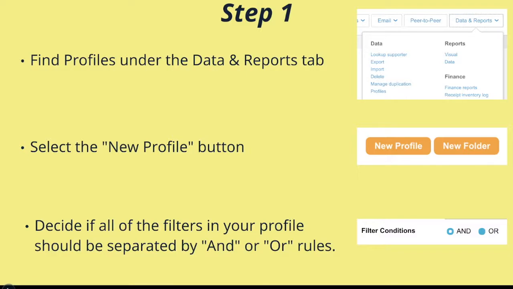So if you're looking for supporters who live in Michigan, Wisconsin, Ohio, or Wisconsin, you could have an or value between each of those filters. If you're looking for supporters who have donated $500 in the last 365 days, and have taken 2 advocacy actions, you'd have to have and values between those filters. And Engaging Networks requires you to make that choice in the profile.